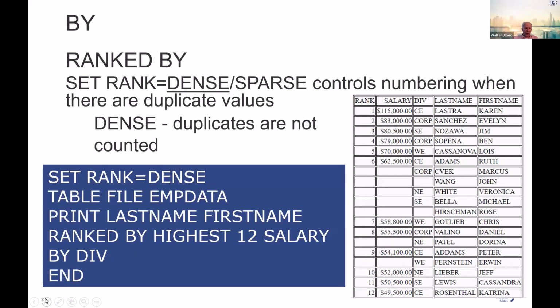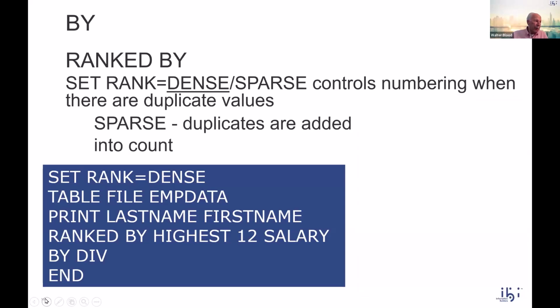And in this case, for instance, I've got 6 at 62.5. Notice that after 62.5, the dense means that my next one after that, Gottlieb, is going to be number 7, right? That's fairly straightforward. When I set it to sparse, which is the opposite, the duplicates are added into the count. So this is going to change the output that I actually get. Let's take a look and see exactly how.